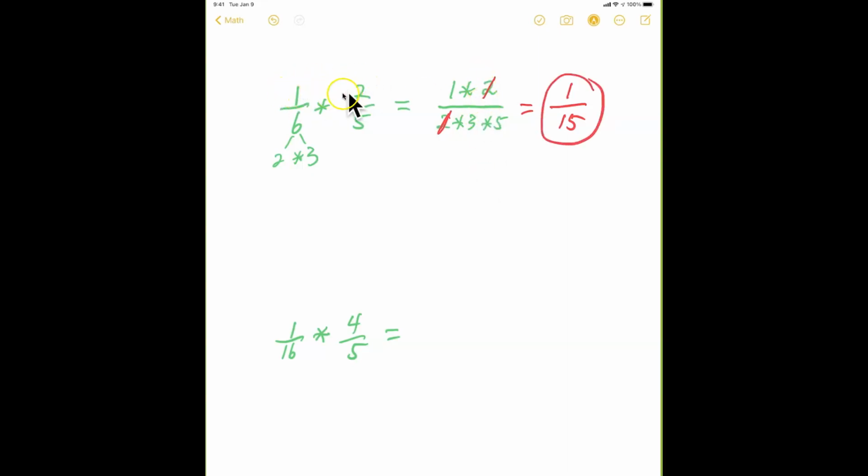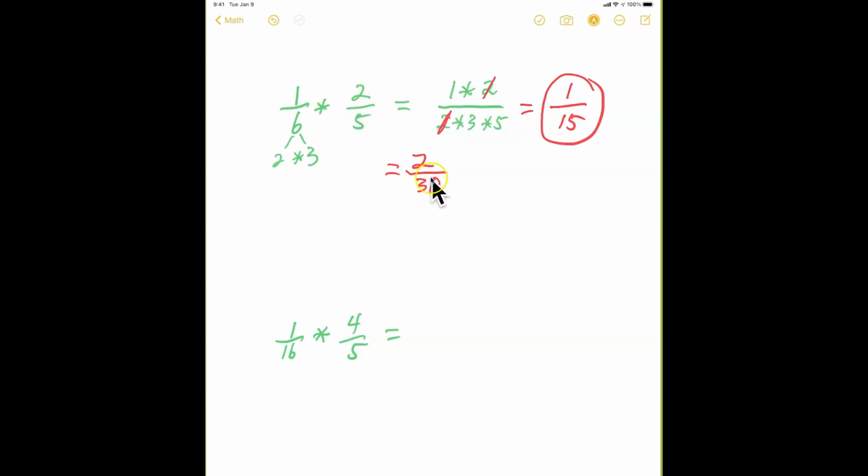If you're going to do this the standard way, 1 times 2 is 2. Let's do that right here. 1 times 2 is 2, and 6 times 5 is 30. So what we have done now is just multiplied the fractions without any pre-reduction, right? We didn't take out any common factors, so now we have to look for them. And you can go either way.